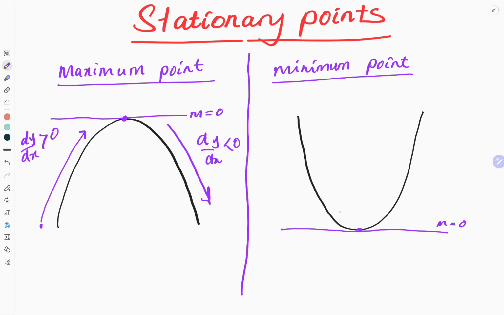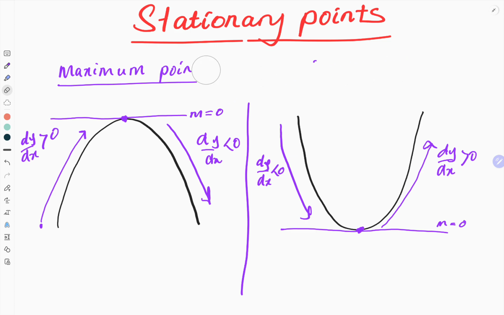The same applies for this graph. It's like you're going down into the valley, and when you reach the bottom, it's easier to go down. Therefore, your dy dx in this part is less than 0. Whereas when you're going up, your dy dx will be greater than 0, so the gradient is positive here. In simple terms, remember, the stationary points are points at which the gradient is equal to 0.